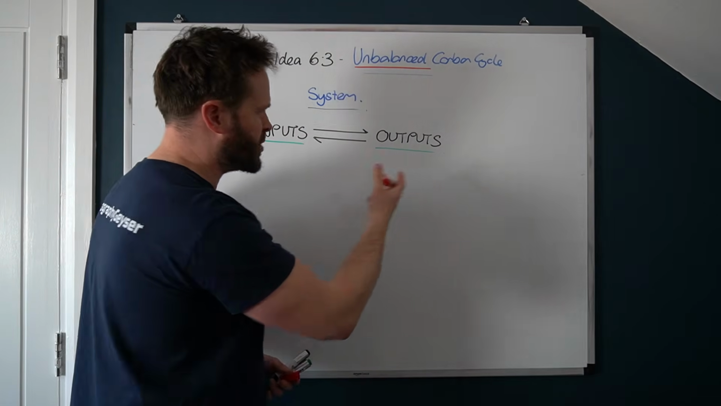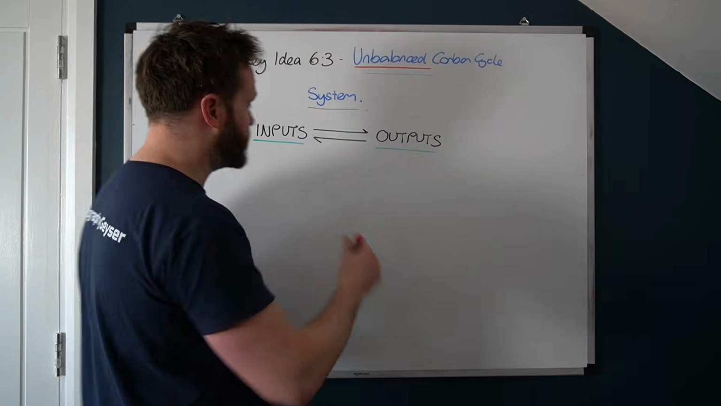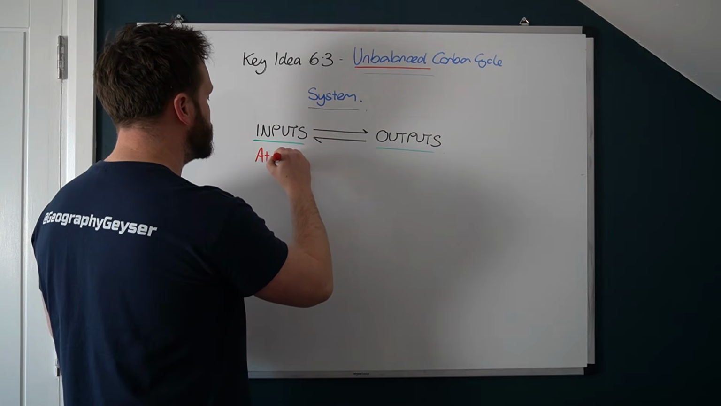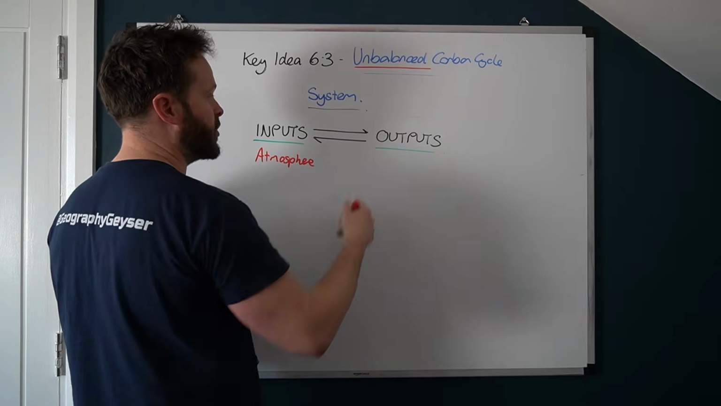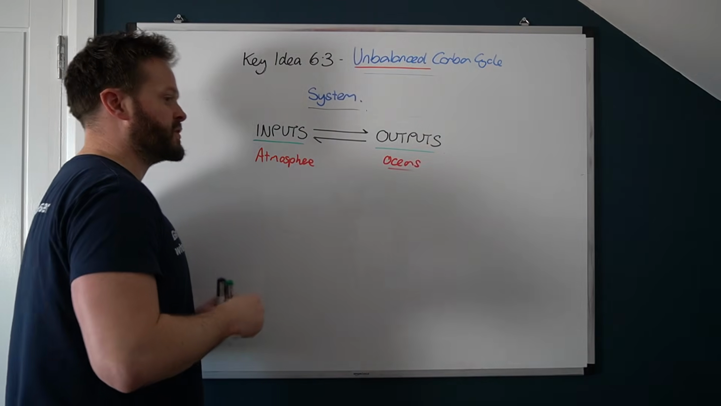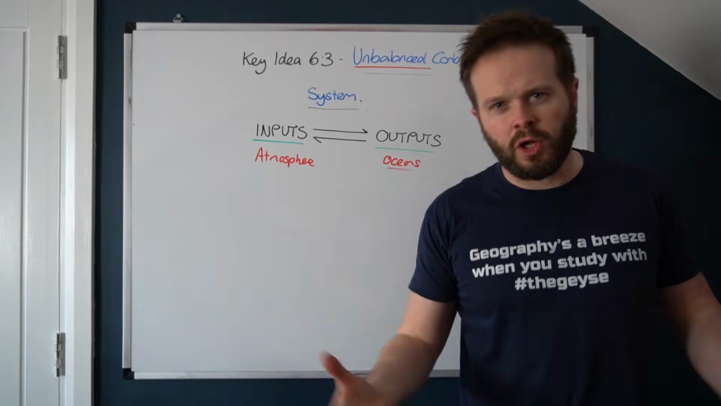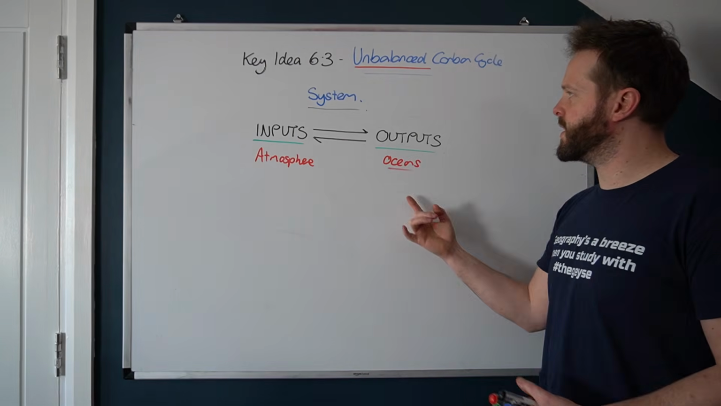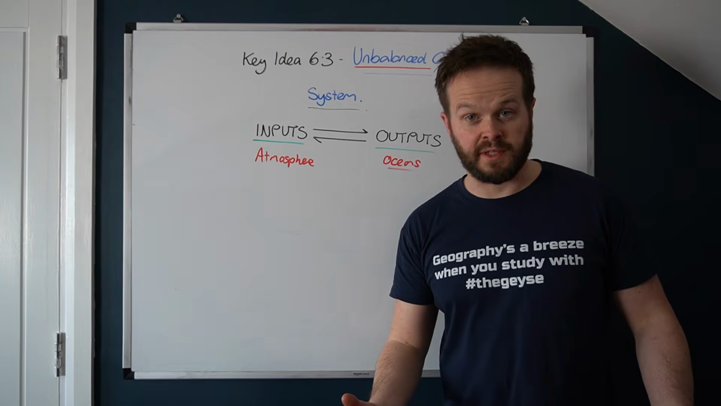What do we mean by inputs? What do we mean by outputs? So for example, there may be inputs to the atmosphere, which might involve outputs from the oceans. So again, it's more just terminology that we're dealing with here. We've got inputs and outputs within a system that operates within a dynamic equilibrium.